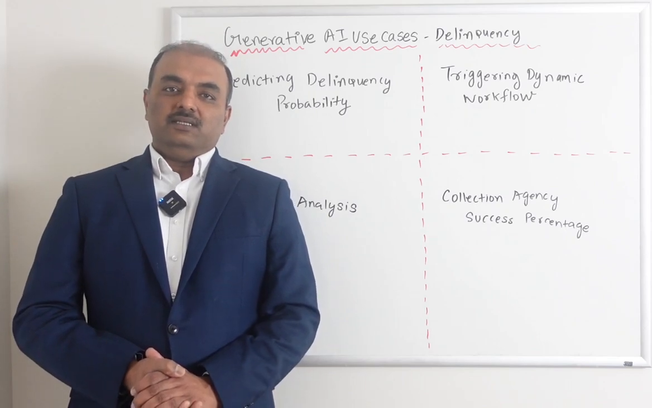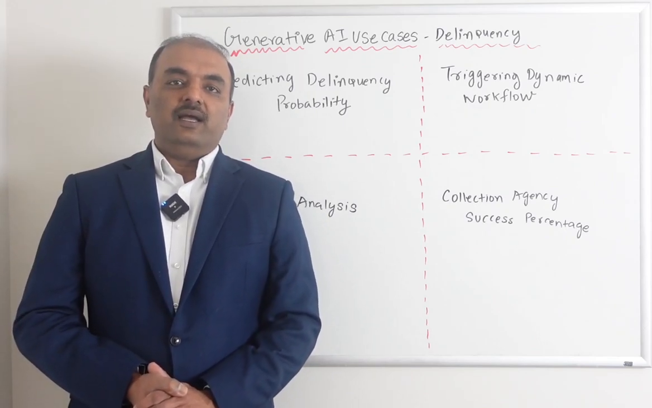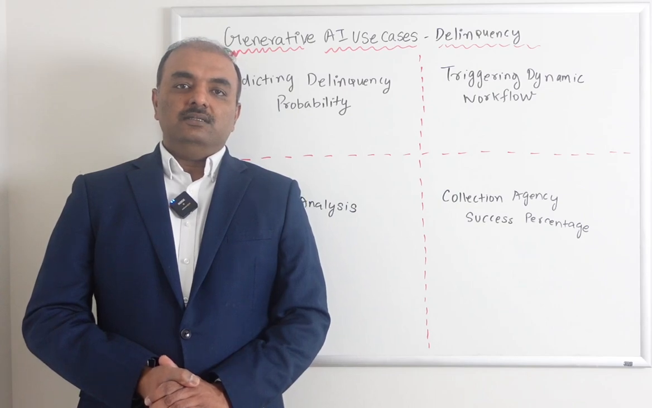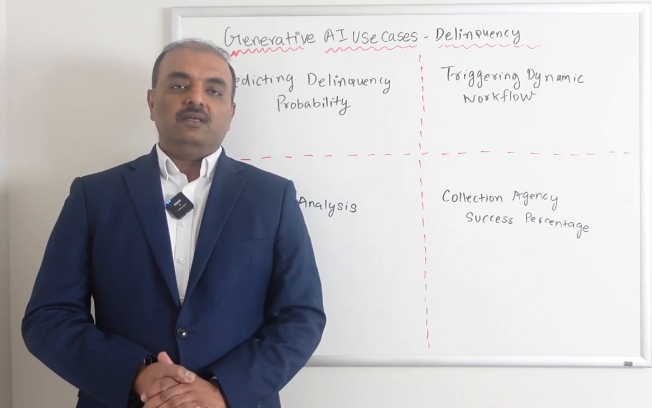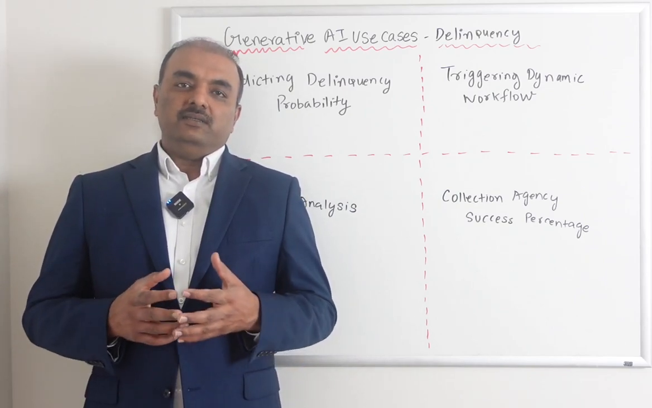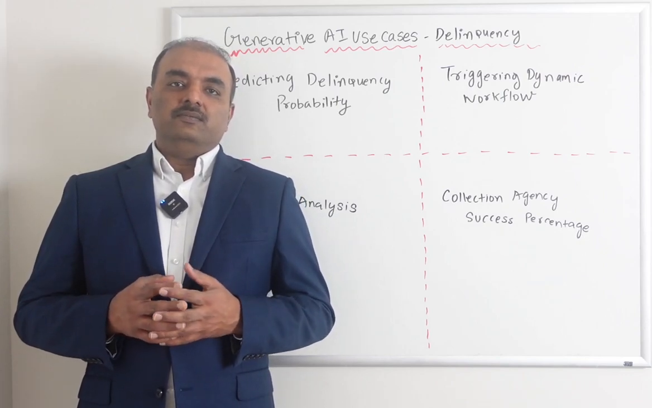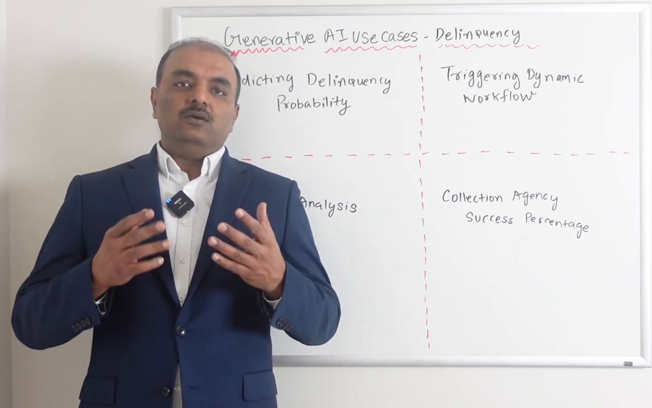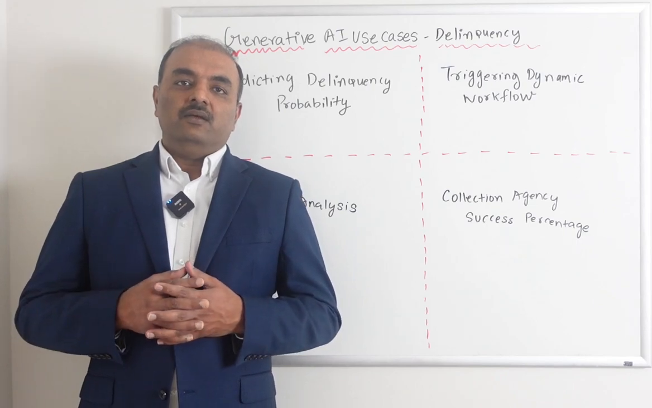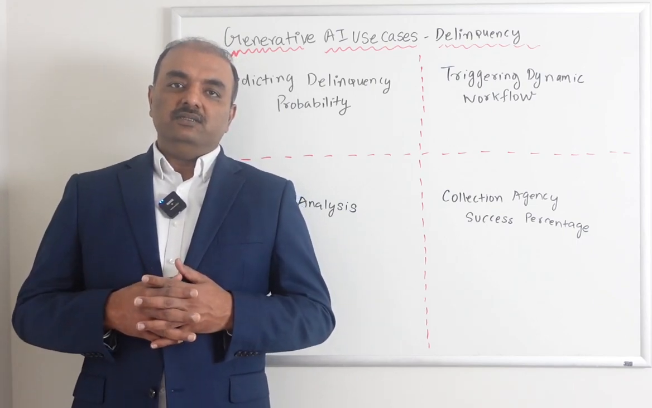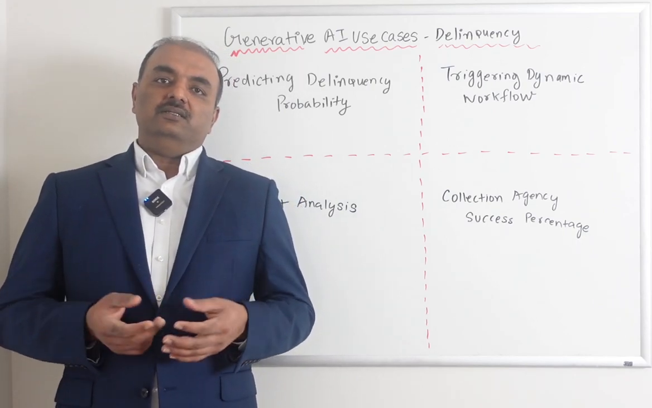Today I am going to take a session on generative AI use cases in the delinquency process. What do you mean by delinquency? In billing, if the customer is not going to pay a payment on time, we give them some grace period, which means we give them 20 days or 15 days.